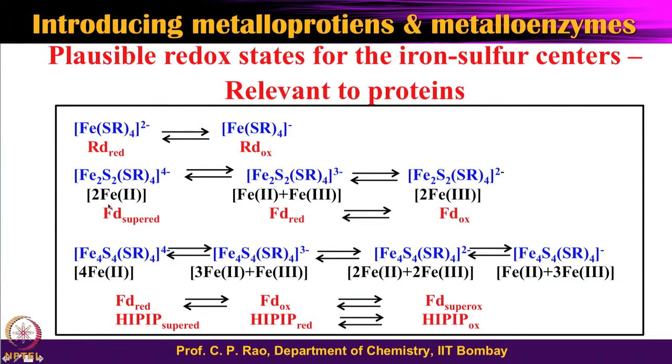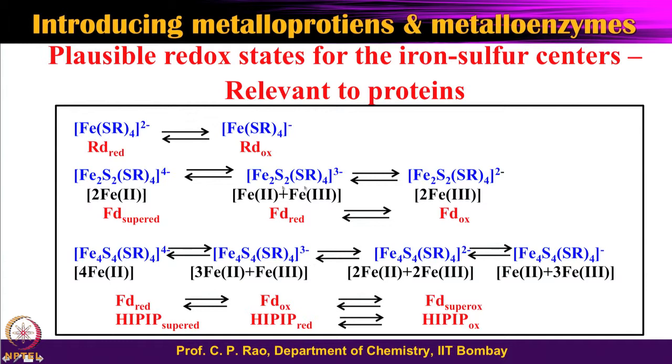So the 2 ions 2 plus, and this is now 3 minus, means 1 iron 2, 1 iron 3, and this is 2 minus, which is both the iron 3. So both the iron 2, 1 iron 2, 1 iron 3, and both the iron 3s. This is called super reduced, this is called reduced, this is called oxidized. The protein can never undergo between the reduced to the super reduced. It can only undergo between reduced and oxidized in case of Fe2S2.